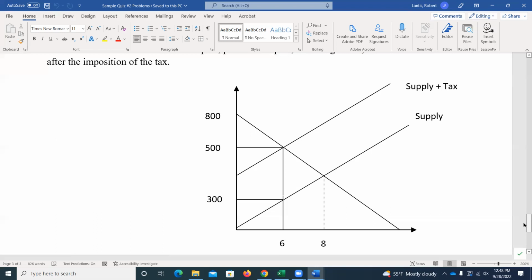How did you get to these? It's just going to be, if you're looking at the same quantity, the difference between your supply curve and your supply curve plus the tax.